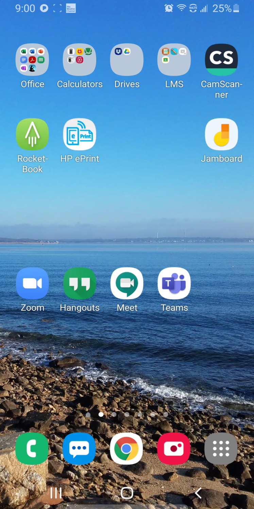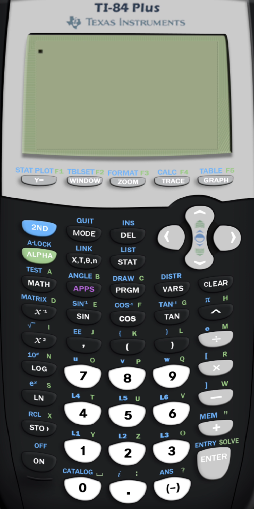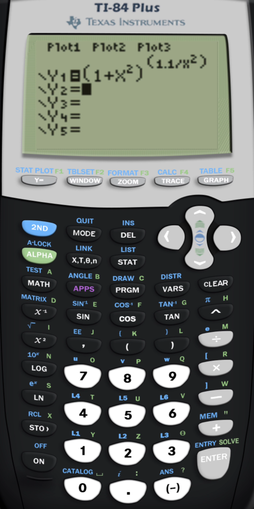I'll show you guys how to do problem 33 on a calculator that is not clunky. Here you have my TI-84 Plus, and we're going to go into the Y= menu. I'm going to clear this and type it in one more time so you can see it in action.